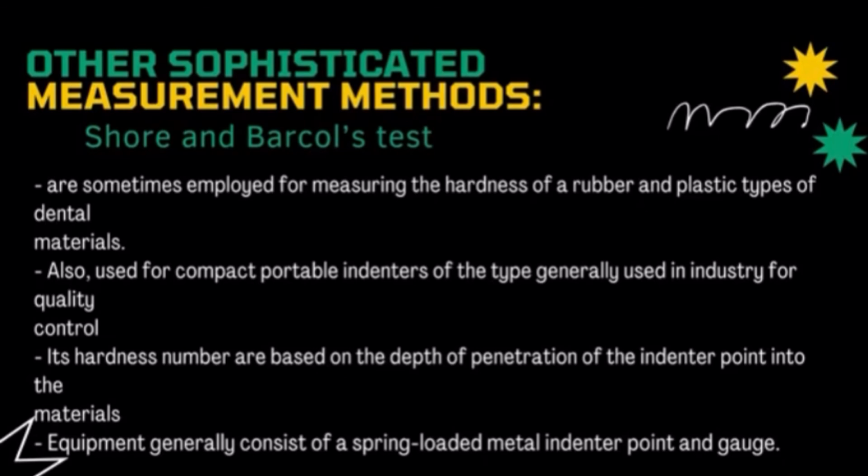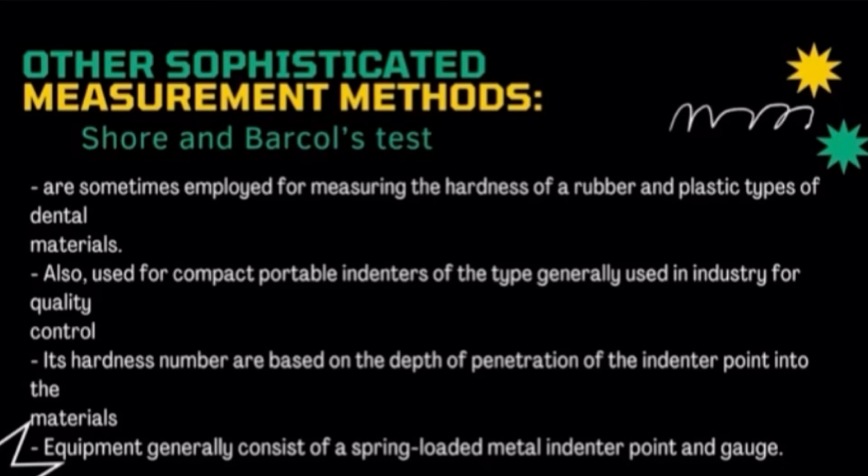Aside from these four hardness test methods which are commonly used, we also have other less sophisticated measurement methods such as the Shore and Barcol tests. These are sometimes employed for measuring the hardness of rubber as well as plastic types of dental materials. They are also used with compact portable indenters of the type generally used in industry for quality control. Their hardness numbers are based on the depth of penetration of the indenter point into the material. Equipment generally consists of a spring-loaded metal indenter point and gauge.